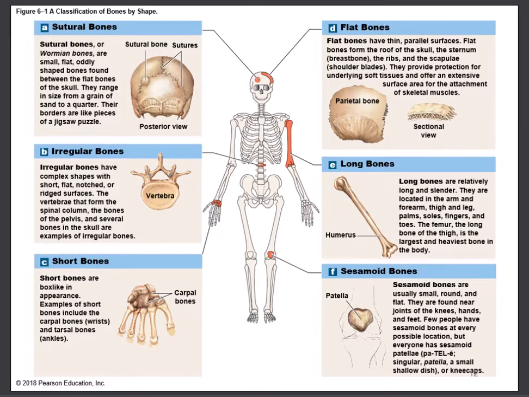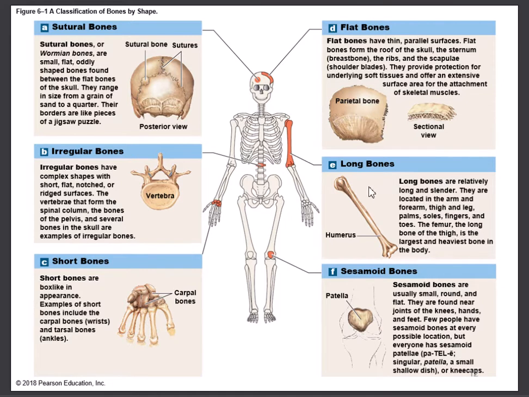All right, so here's just an overview slide. Again, the bone classification by shape: sutural bones, also known as wormian bones. Irregular bones have a complex shape. Short bones, just think of them as boxy or rectangular. Flat bones, just like the name says, they're going to be flat. You're going to have two thin parallel bones running side by side like that.